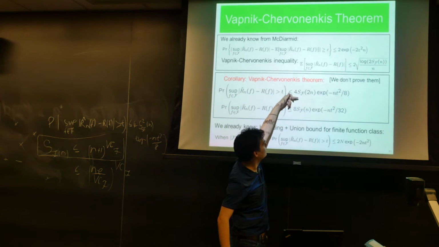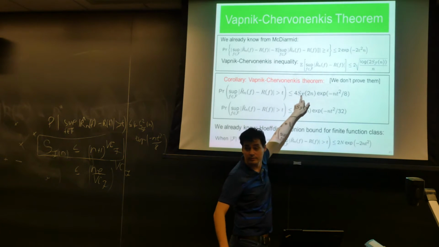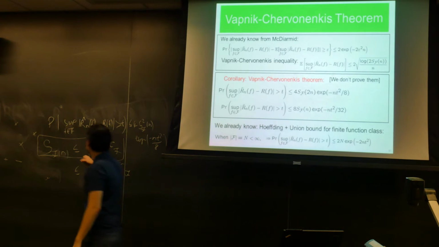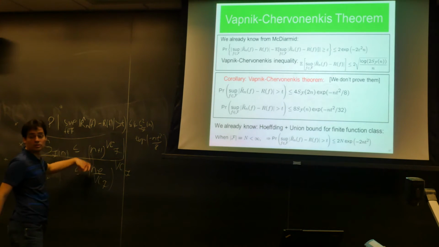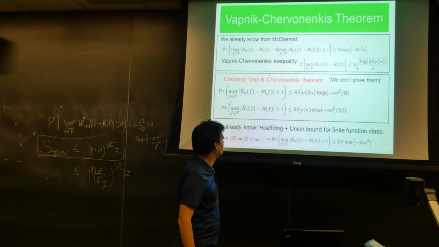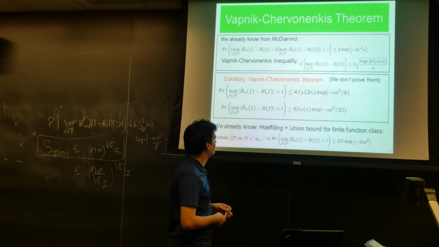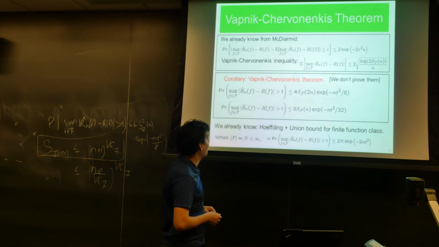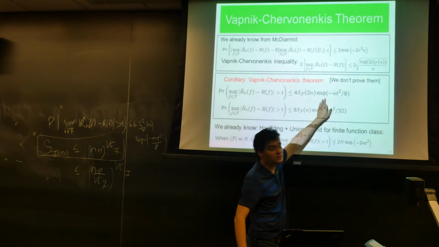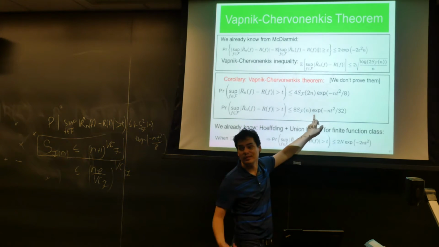And then again, you can do the same thing, that you can replace this S_F, the shattering coefficients, with bounds using the VC dimension, either using this or this. Okay, in some books you can see this inequality, in some books you can see this inequality, they are almost the same.